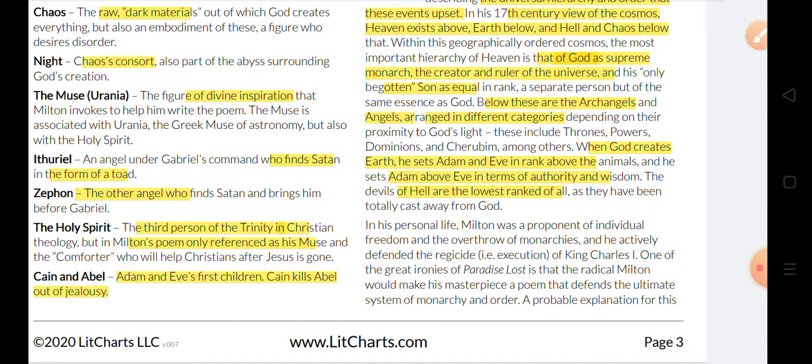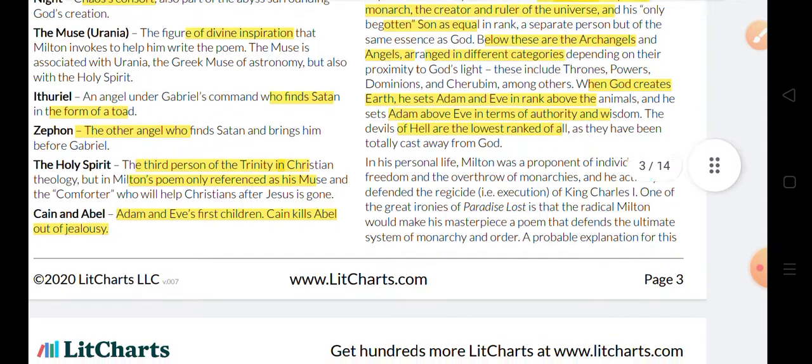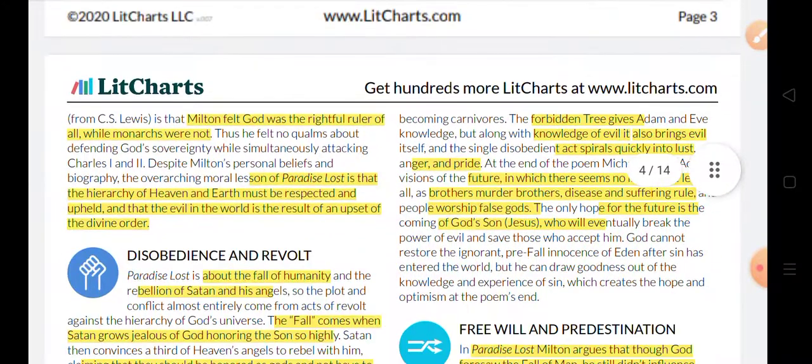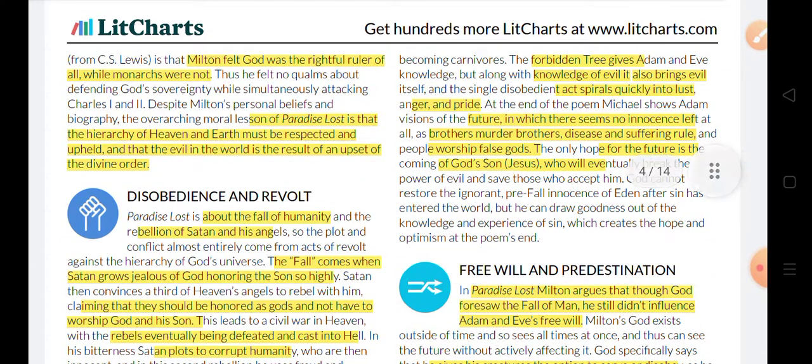And when God creates earth, he sets Adam and Eve in rank above all other creatures, in terms of authority and wisdom, and the devils of hell are lowest in rank. So this is the hierarchy of God, the way of God. This hierarchy cannot be upset.